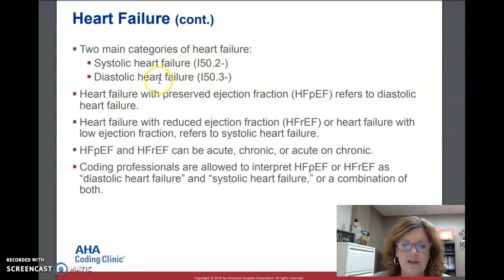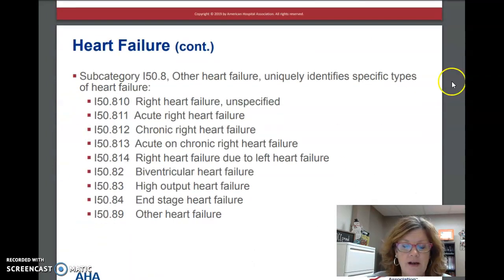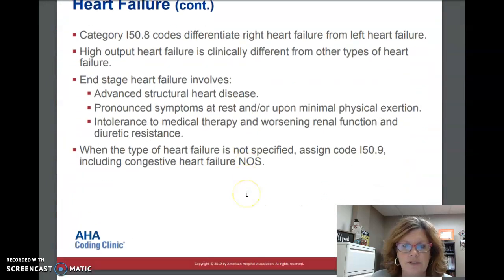Okay, we have two different categories of heart failure. We have systolic, diastolic. Okay. Congestive heart failure is included in the codes for systolic and diastolic. Ventricular heart failure, which is unspecified. All right, we have all these different types of heart failure. So again, just read the documentation.